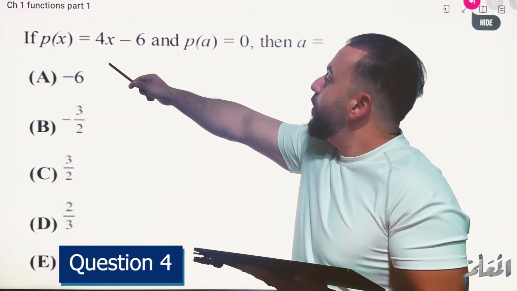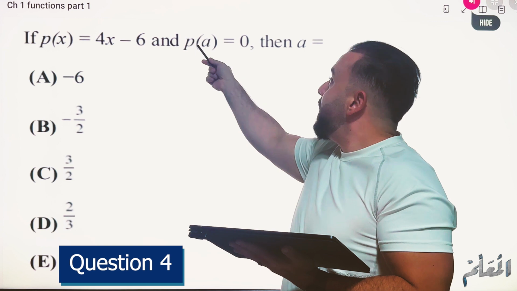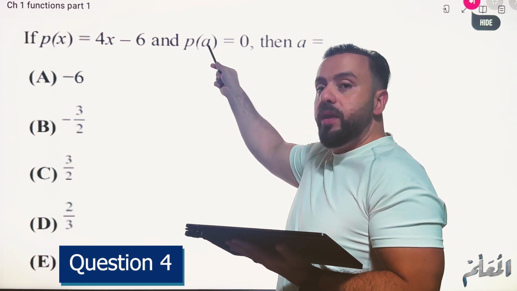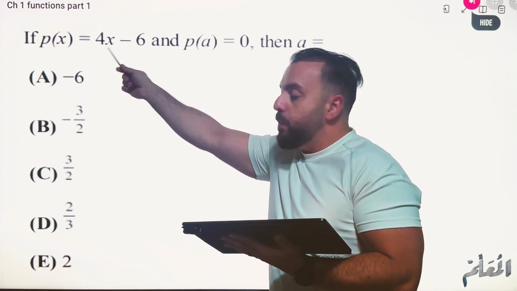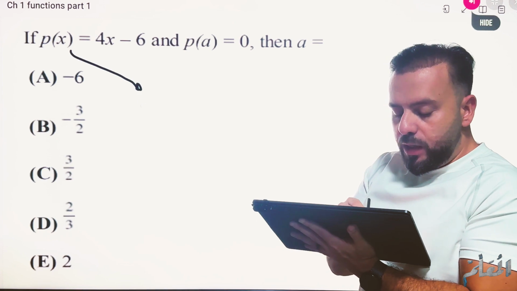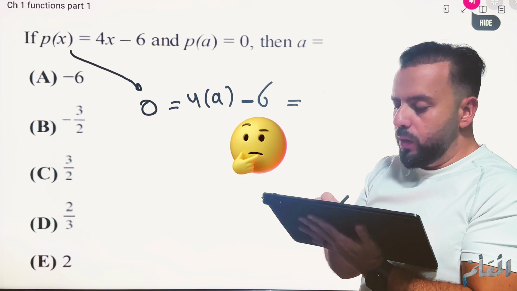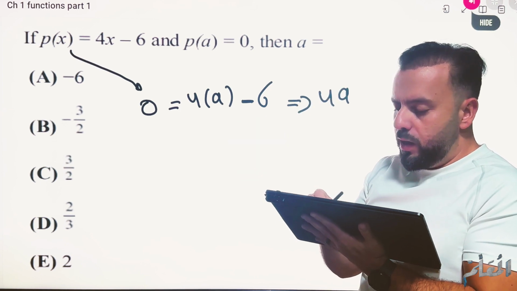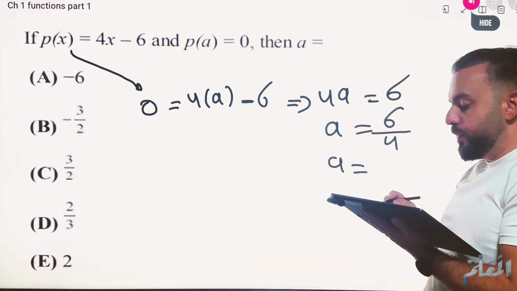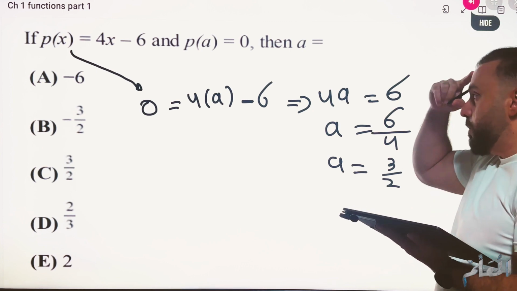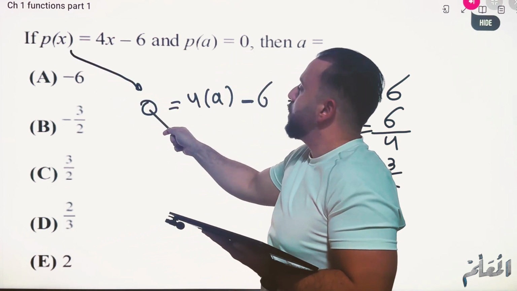Question 4. If p of x is equal to 4x minus 6 and p of a is equal to 0, then a is equal to what? For p of a, you need to replace x with a, and you put y equal to 0. What does y mean? It means f of x or p of x. So in the place of this, it's equal to 0, and 4 times a minus 6. That's equal to 4a equals 6. Then a is equal to 6 over 4. In this case, a is equal to 3 over 2.